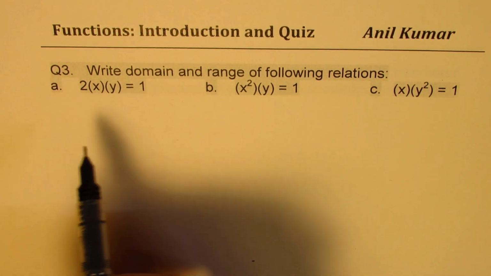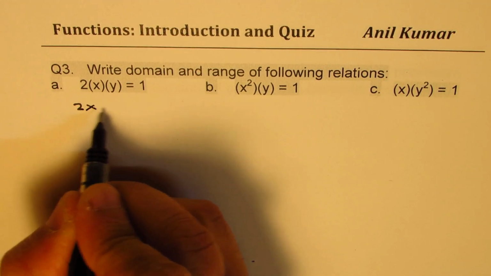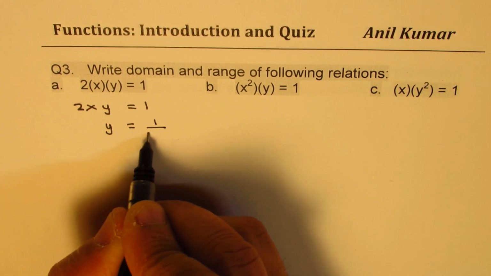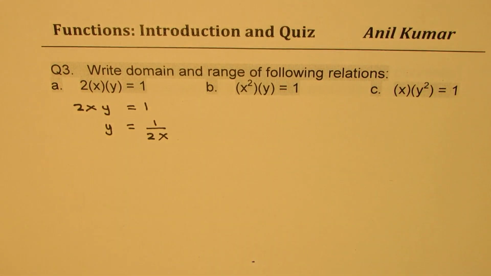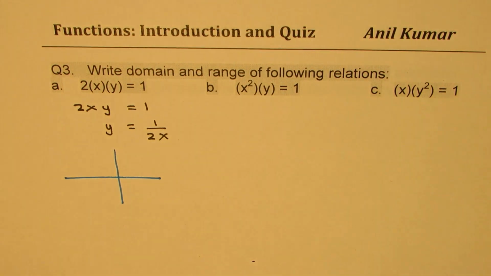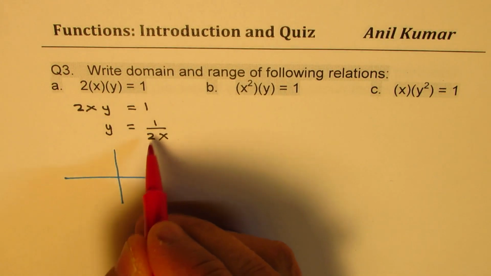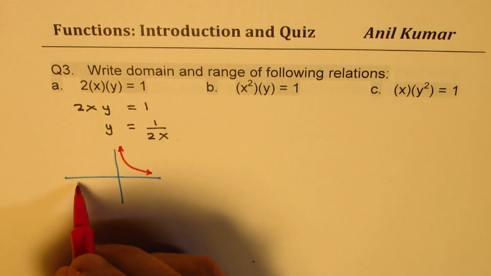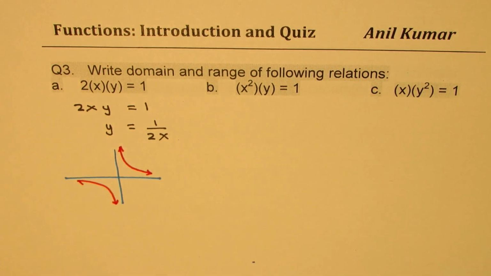Question number 3. Write domain and range of following relations. So there are 3 relations. The first one here is 2xy equals to 1. Let's isolate y. So y is equal to 1 over 2x. So it's kind of a reciprocal relation. If you really represent this on a graph, it may look like this. So 1 over 2x, something like this, where these lines are asymptotic to x and y axis, as shown here, right? So that is your function.